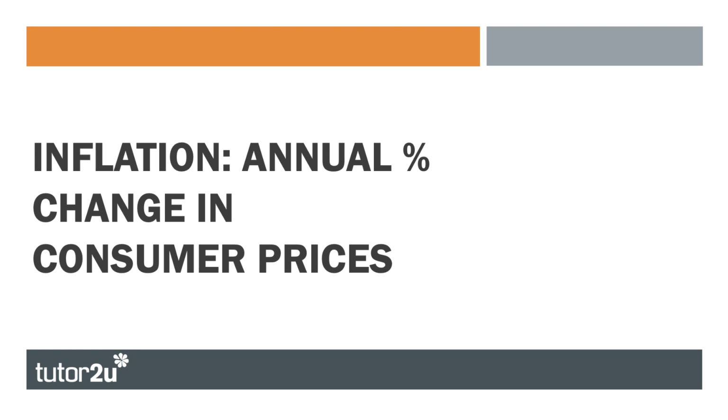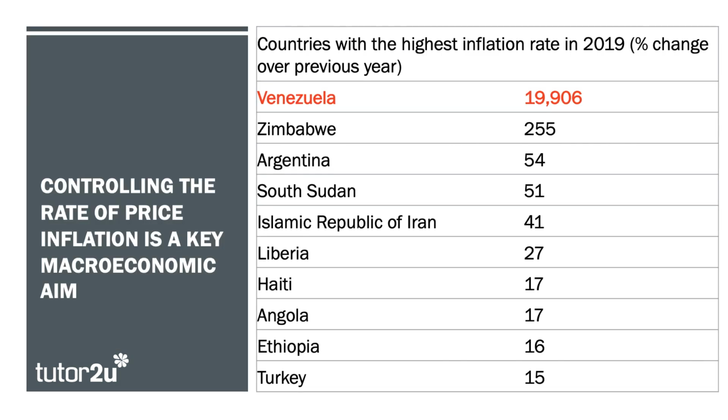Another key indicator of economic success is inflation, the annual percentage change in the level of consumer prices, what's happening to our cost of living. These were the countries in the world with the highest inflation rates in 2019. Venezuela, unsurprisingly, came top with an average inflation of nearly 20,000%. It's gone up significantly since then.